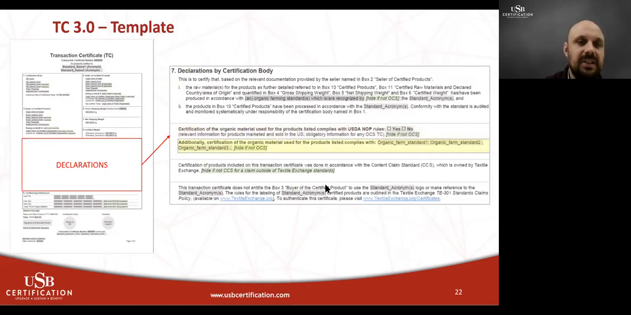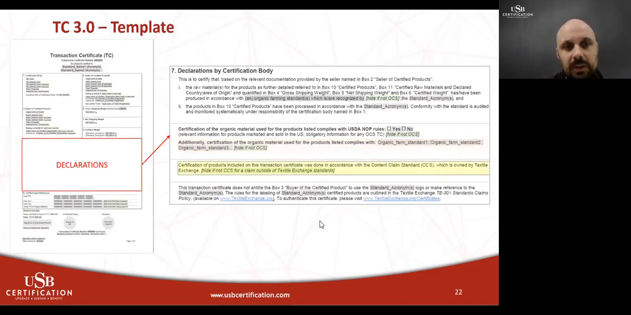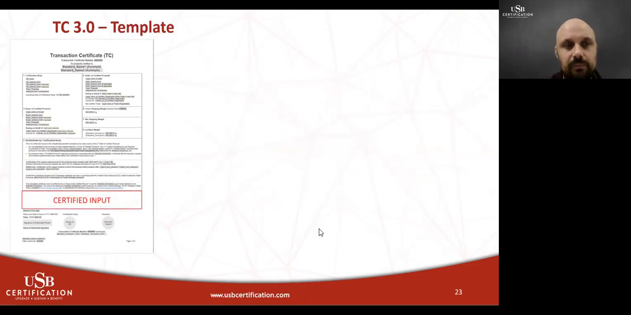So if it complies with the rules of USDA NOP or not, that's still mandatory information. But what is optional is that you can choose to list the additional organic farming standards, regulations, or not. So if you'd like to declare them, or if your buyer wants you to declare them, this would be the place to do so. Certification body of products are complying with content claim standards. That's another declaration that you have to make.